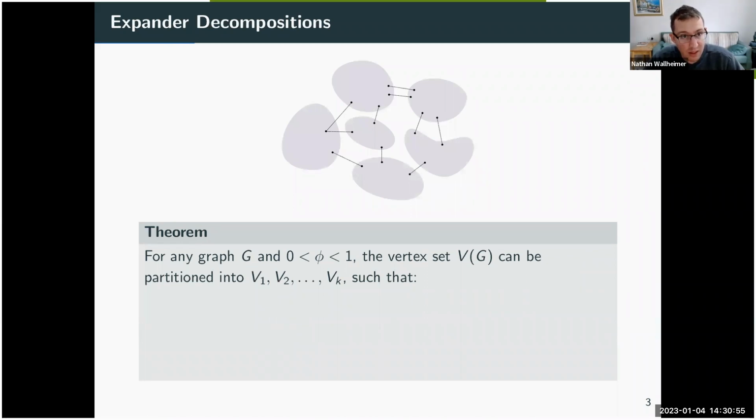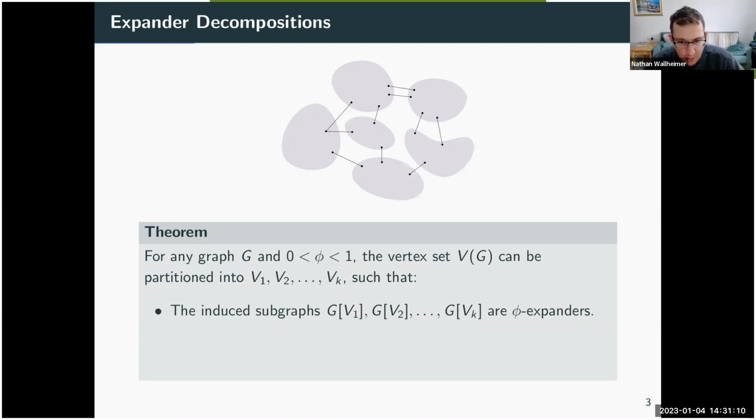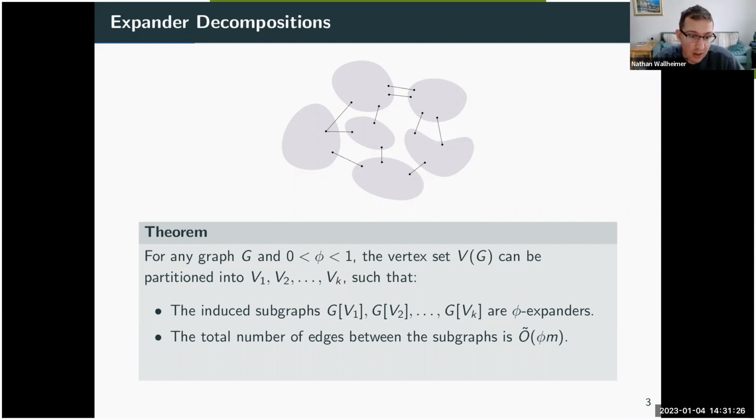Now I want to tell you about the expander decomposition theorem. It says that for any graph G and a parameter phi between 0 and 1, we can partition the vertex set of G into V1, V2, up to Vk, such that the induced subgraphs are all phi expanders. These are the clusters that we see in the picture. The total number of edges between the subgraphs is small, only phi times m times polylog factors, which I'm hiding. And we can compute this partition in something like m over phi squared time.